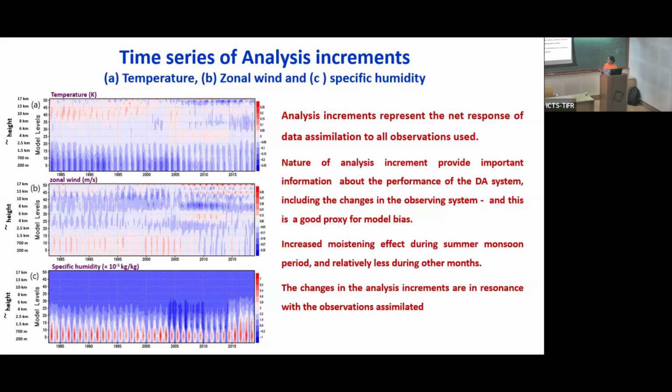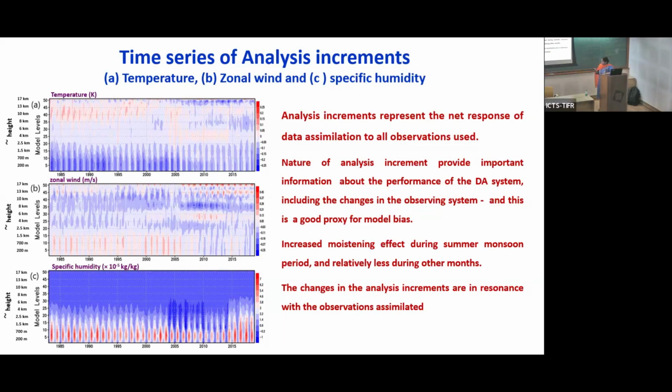So the nature of analysis increment provides important information about the performance of the DA system, including the changes in the observing system, and this is a good proxy for the model bias. As we were discussing, we introduced more observations in between. Whenever a new satellite instrument is available, we introduce that data in the analysis, that is, in the reanalysis.